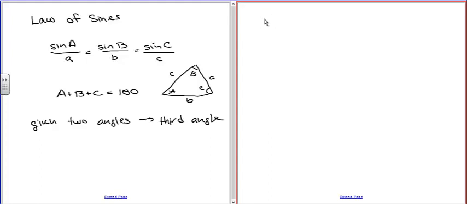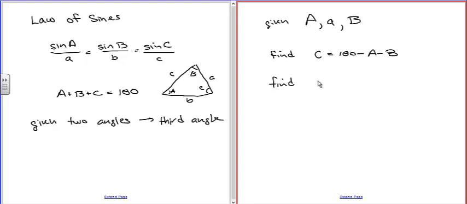So let me just give you a couple of examples here. I'm not going to work through them, but just going to give you the idea of if you're given something. So let's say you're given angle A, and you're given side A, and you're given angle B. Well, first thing you could do, if I'm given 2 angles, I could find angle C right away. It's going to be 180 minus A minus B. And then you could find, say, side B.